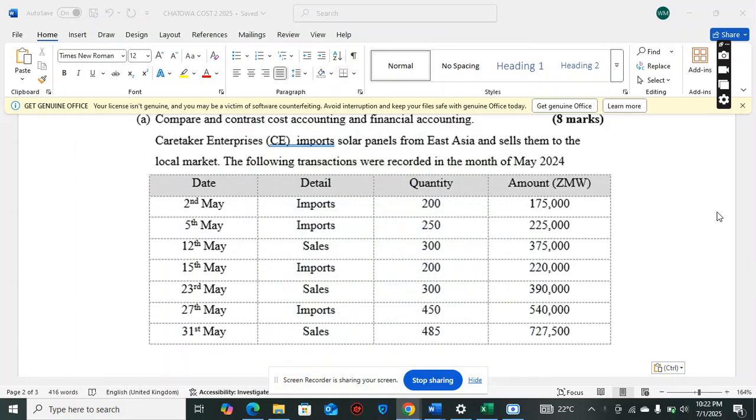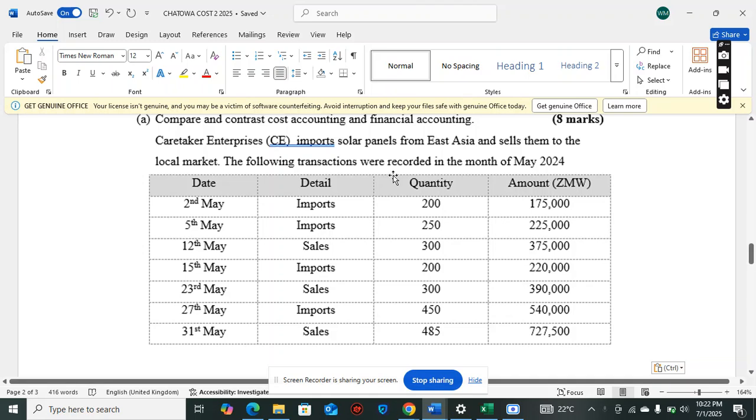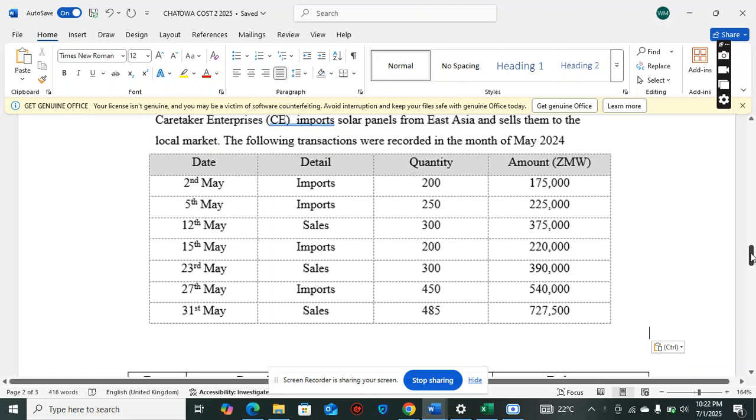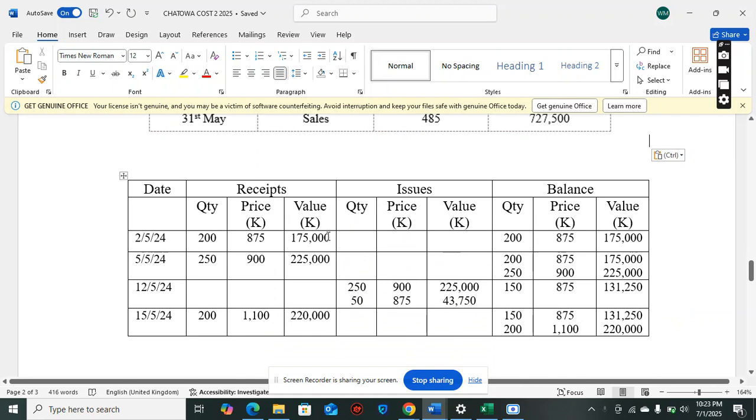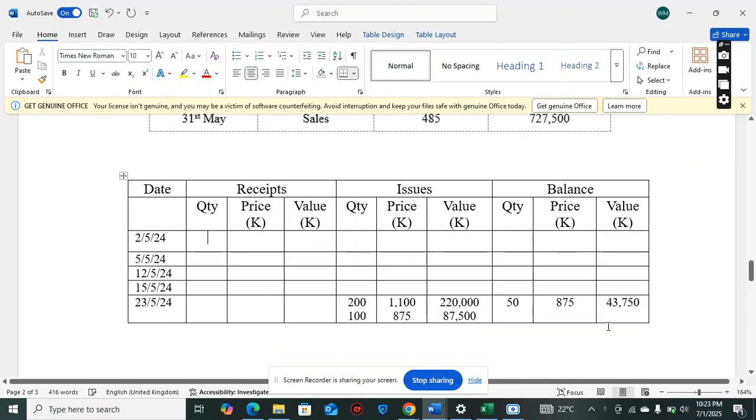Right, so we're still looking at this question for Caretaker Enterprises, which imports solar panels from East Asia. We have to find the value of the closing inventory using the average costing method. Again, we need the stores ledger. We need to make our stores ledger.